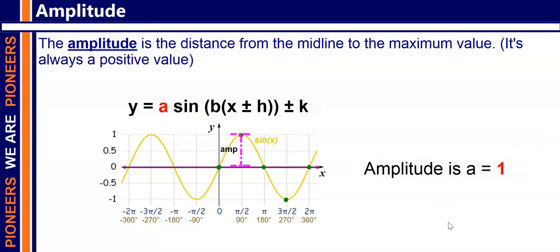Amplitude is the distance from the midline to the max value or to the minimum value. Just remember that the amplitude is always a positive value. So the amplitude again is the distance from the mid to the max or to the min. It's the same distance. So in this example, it is just 1.